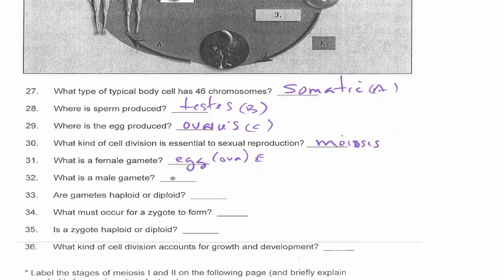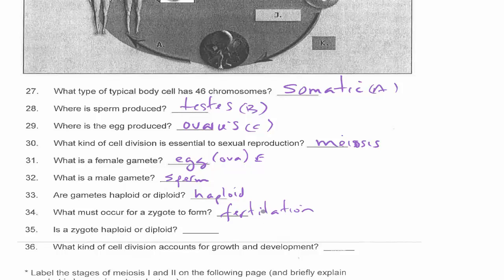What is the male gamete? Sperm. And are gametes haploid or diploid? Diploid would mean they have the full chromosome number. They have half that, so they are haploid. What must occur for a zygote to form? The only way you get a zygote is if you have egg and sperm come together. That is called fertilization, following a good Christian wedding.